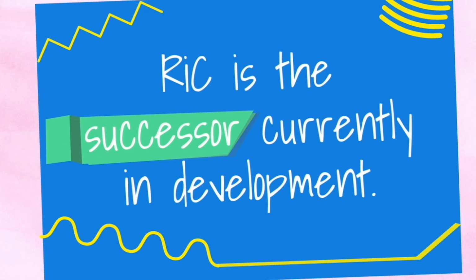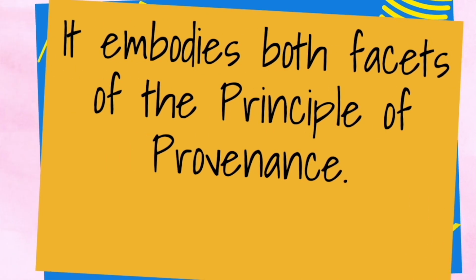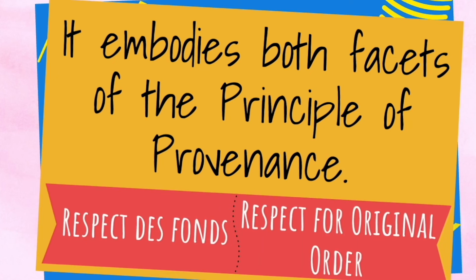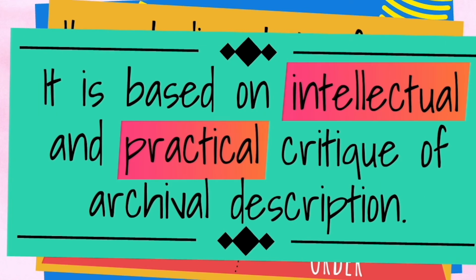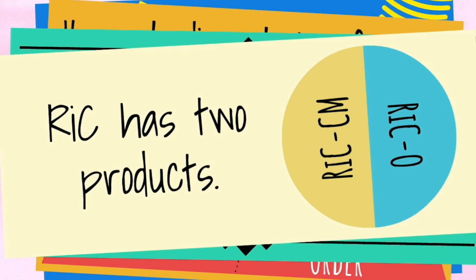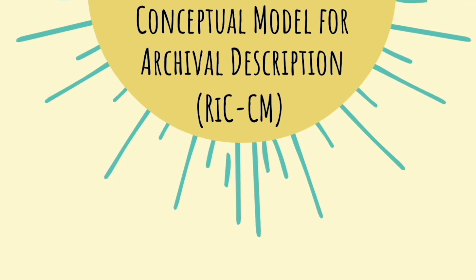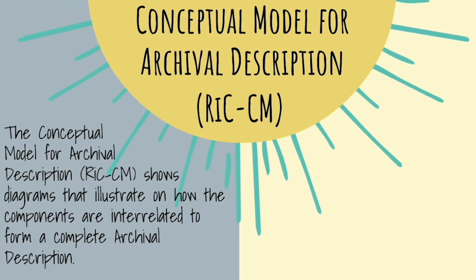RiC is the successor currently in development. Records in Contexts embodies both phases of the principle of provenance, which are respect for fonds and respect for original order. It is based on intellectual and practical critique of archival description. It has two products. First is the Conceptual Model for Archival Description, or RiC-CM, and an Ontology for Archival Description, or RiC-O. The Conceptual Model for Archival Description, or RiC-CM, shows diagrams that illustrate how the components are interrelated to form a complete archival description.